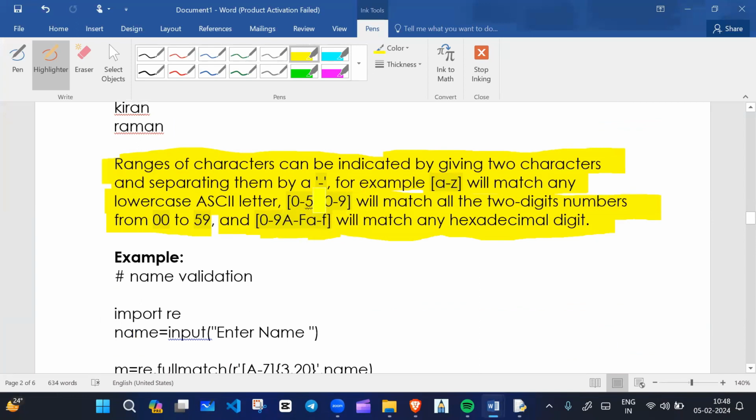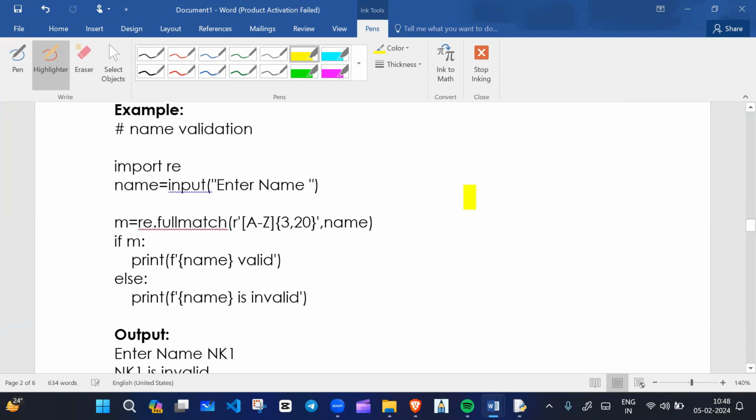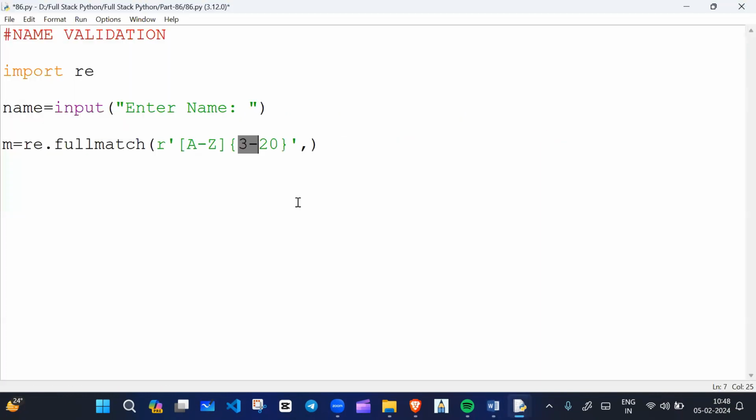Okay, so we write range with the help of square brackets. So let's write the code, then we will execute and try to understand the code, right? And this is name. Whatever name the user inserts, we will search this pattern on that name. And we will say if m, if it returns a full match, it will return true. If it is true, the m value is true.